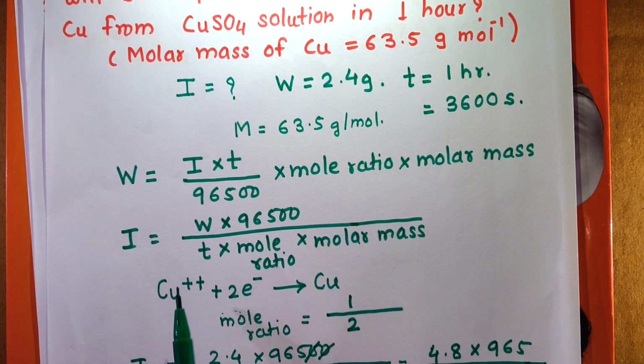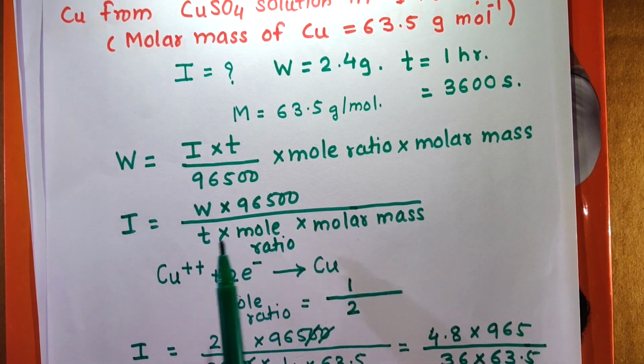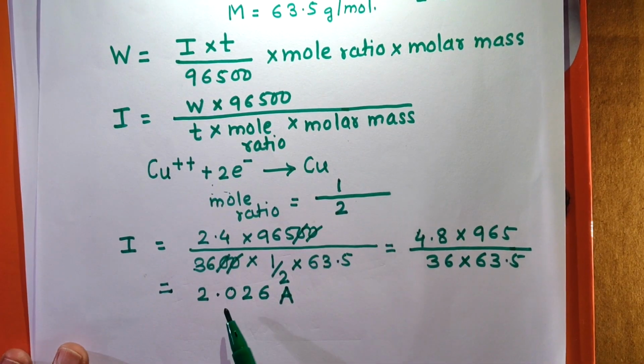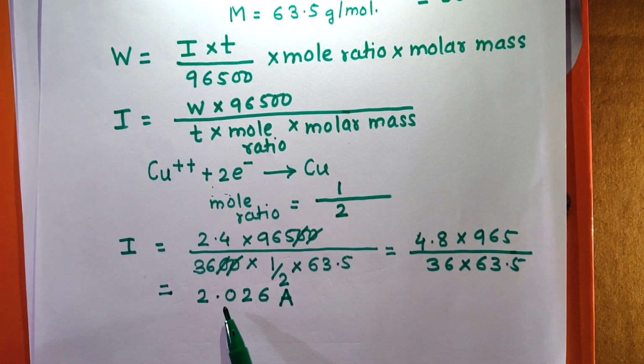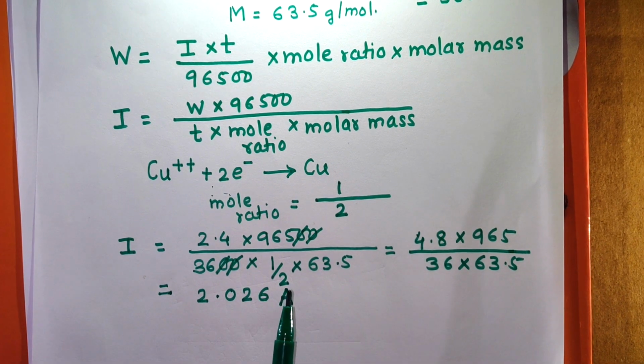So mole ratio for this is 1/2, and so by substituting the values here, I is equal to W into 96500 upon T into mole ratio into molar mass. We have obtained this answer 2.026, and the unit you have to write, that is ampere.